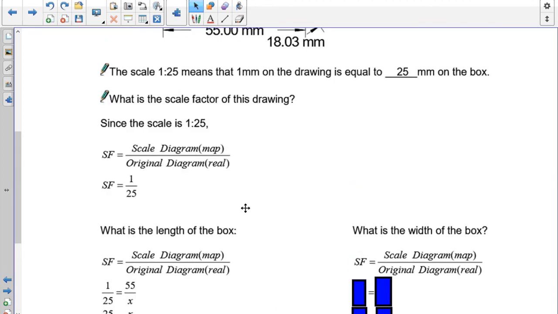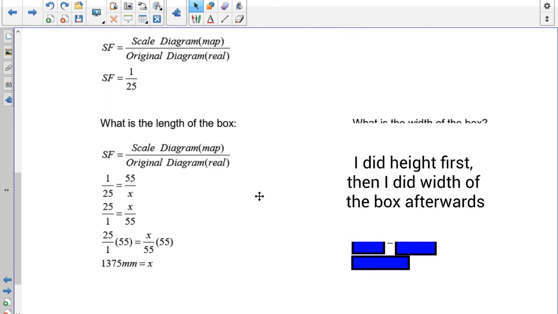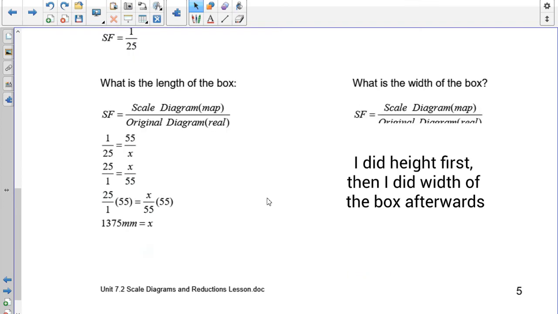Okay, so what I want you to do is the width of the box. Pause the recording, and I'd like you to finish that off, please.